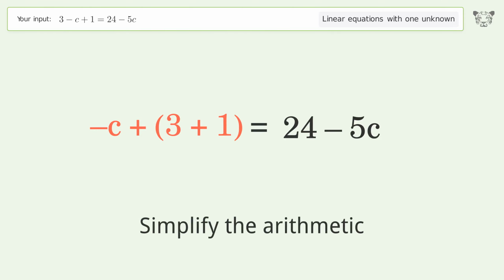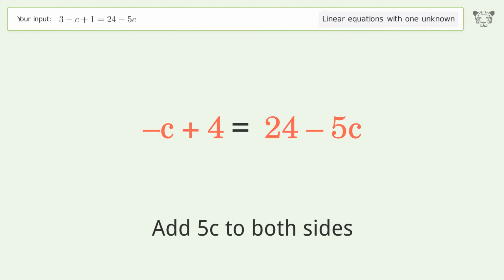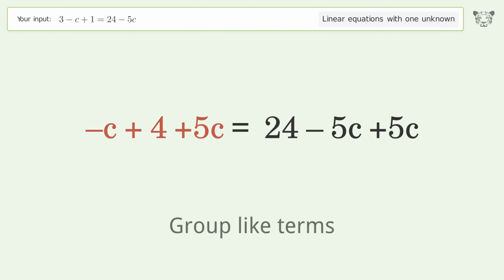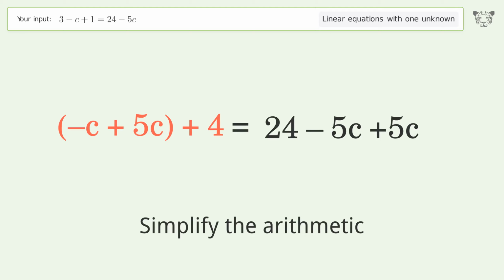Simplify the arithmetic. Group all c terms on the left side of the equation. Add 5c to both sides. Group like terms. Simplify the arithmetic.